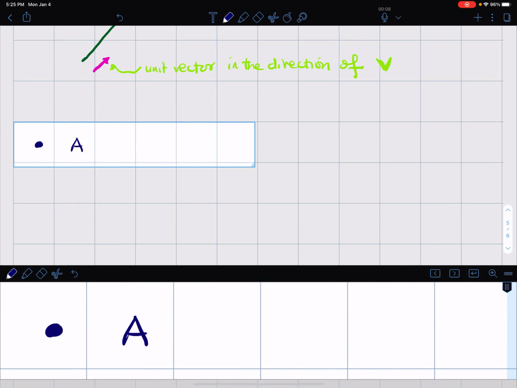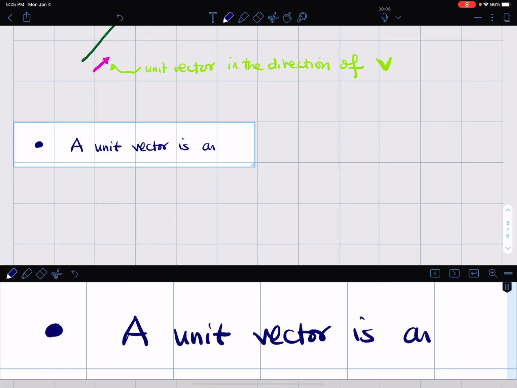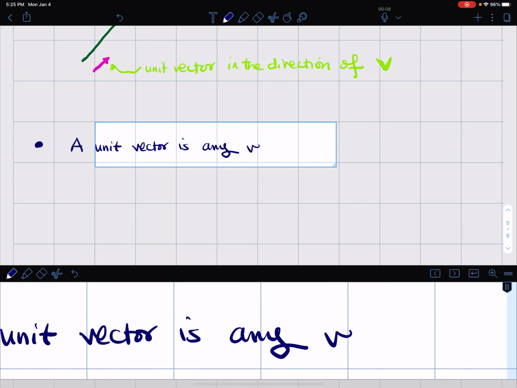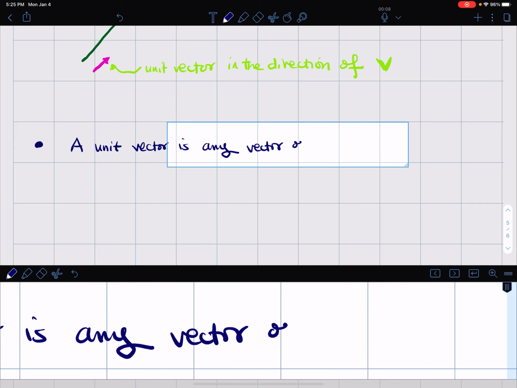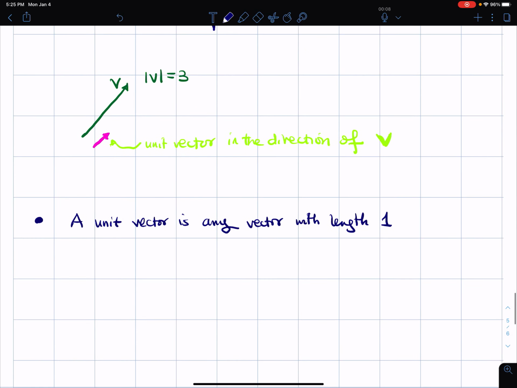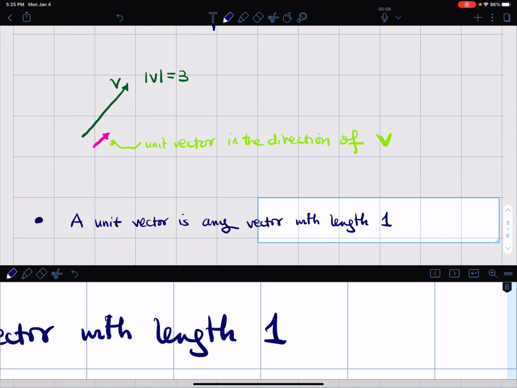So a unit vector is any vector with length 1. So you can see this vector v has length 3. The unit vector in the direction of v has only length 1. Obviously, because of the way I constructed it, the length of the pink vector is 1/3 that of the green vector. All right. So how do we calculate the unit vector?